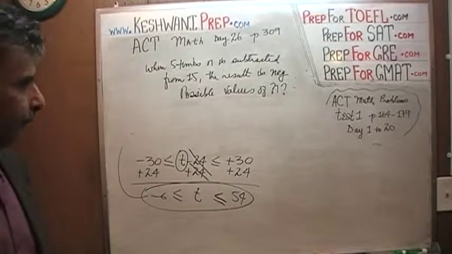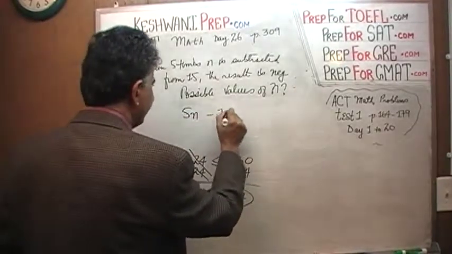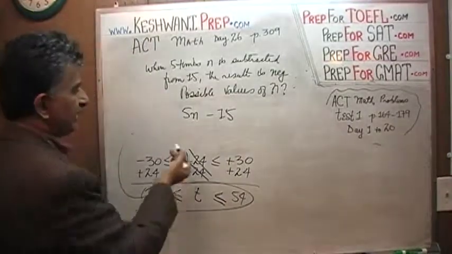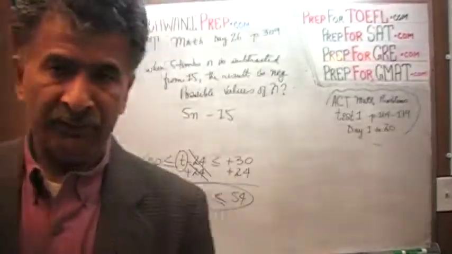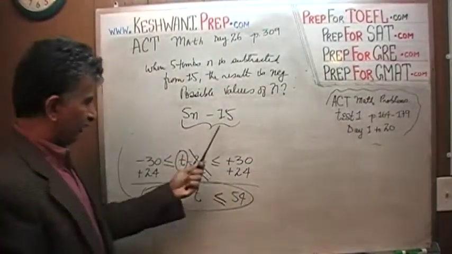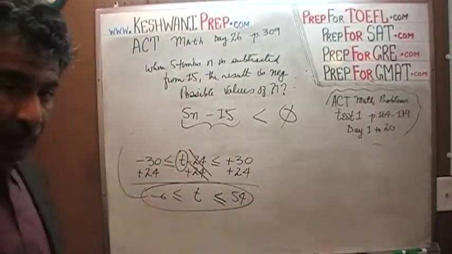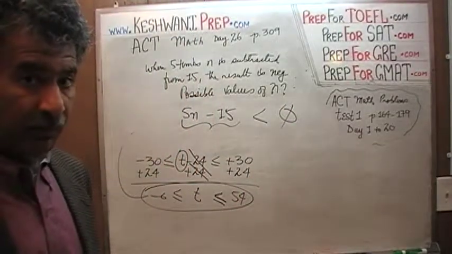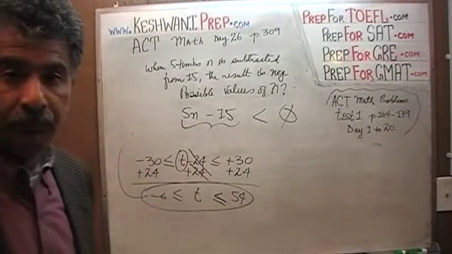So let's find out, shall we? So here we have 5n minus 15. And that quantity we are told is negative. What does it mean for a quantity to be negative? That means whatever this quantity is, it is less than 0. Now, did you notice a problem here? Do you see something funny going on here? What did I just do?